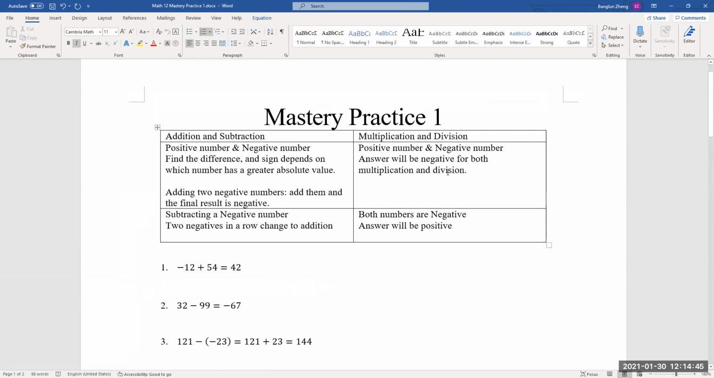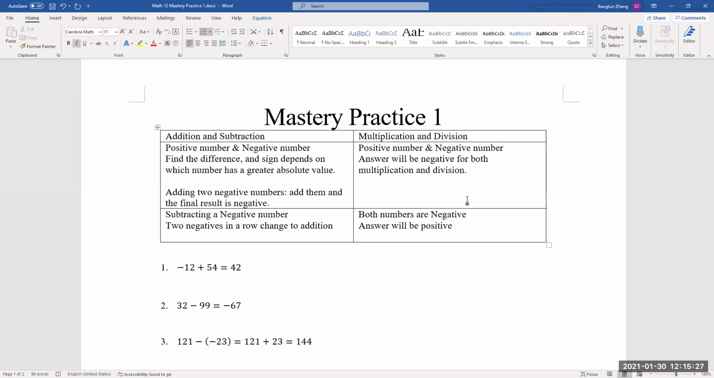Okay, so let's review multiplication and division now. It's a lot simpler. For multiplication and division, with a positive number and a negative number, if you multiply or divide, the answer will be negative. It doesn't matter whether it's multiplication or division. It's a lot simpler compared to addition and subtraction. Whenever you're multiplying or dividing by a negative number, you will get a negative number. And if both of the numbers are negative, then the answer will be positive. So only two conditions. Positive, negative makes a negative. Negative, negative makes a positive.